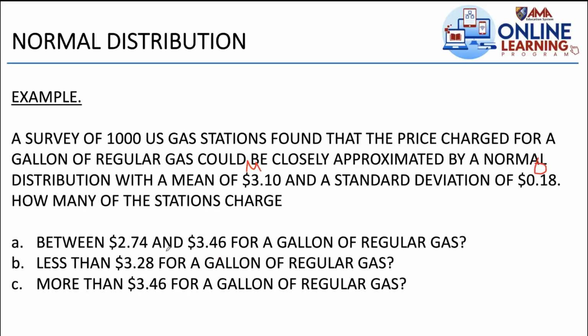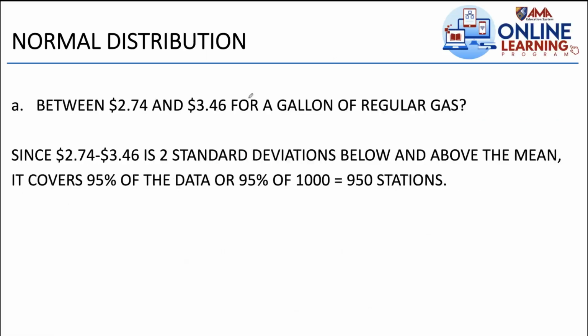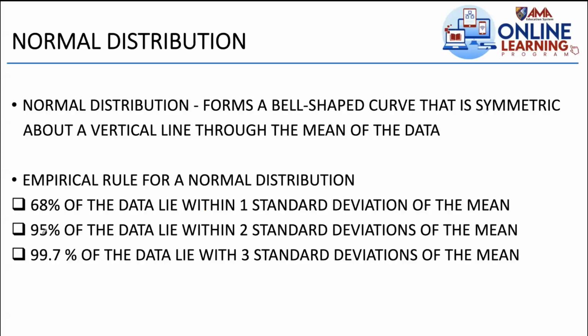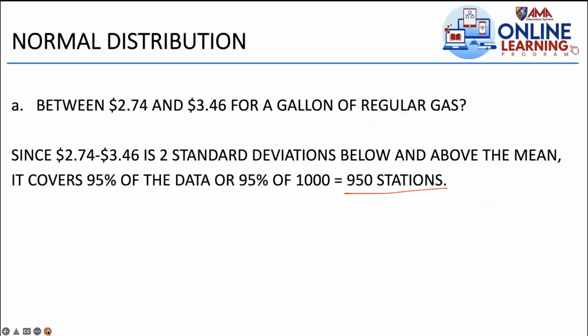Let's discuss the first one, letter A. It's mentioned here, class, that this interval is 2 standard deviations below and above the mean. That's why it covers 95%, no? So 95% of 1,000 is 950. So the answer to the problem is 950 stations. But the question is how to get the 95%. Because as mentioned, 2 standard deviations. Remember, in the empirical rule, if you have 2 standard deviations, that represents 95% of your data. But again, how do you know it's 2 standard deviations?